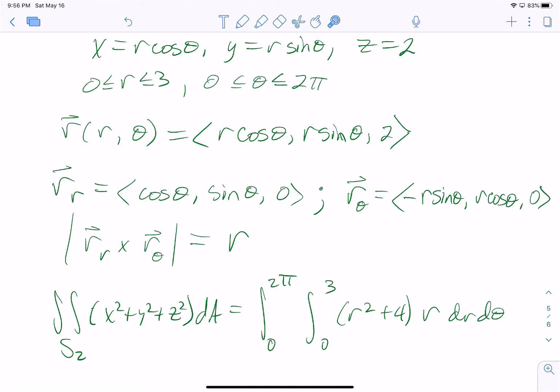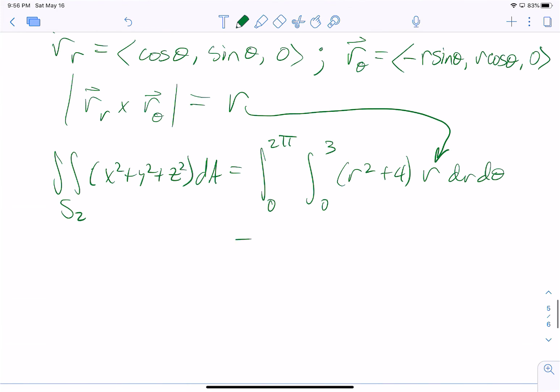Wait a minute, why r dr d theta? We were in r and theta to begin with. Folks, this r in r dr d theta came from the cross product. The result here, I'm sure you will confirm, is 153 over 2 times pi.